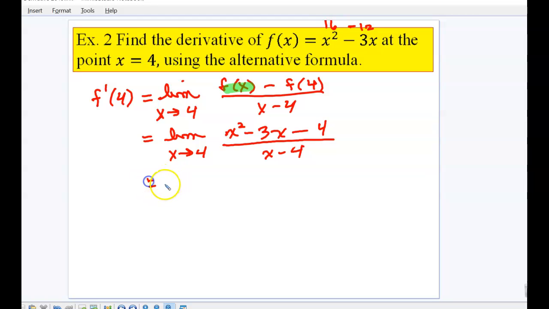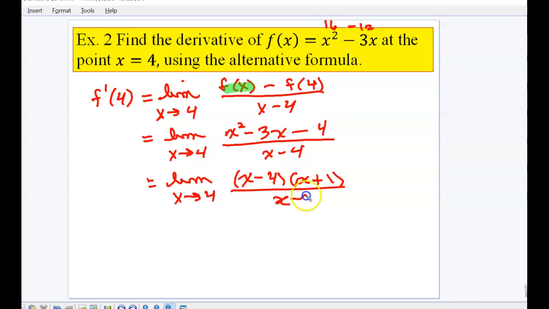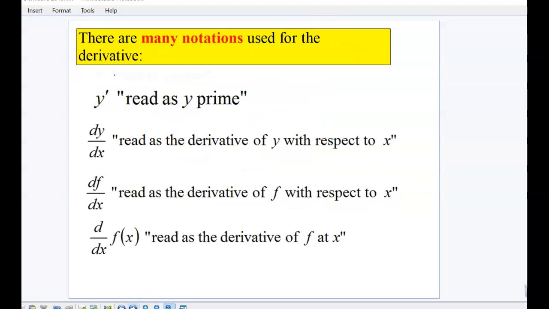And now we're just back to evaluating limits from last chapter. The numerator factors into x minus 4 times x plus 1, over x minus 4. Now my x minus 4's cancel. Now I can plug a 4 in for x. So the slope of the tangent line at x equals 4 of the function x squared minus 3x is going to be equal to 5. So again, some people might find this second formula easier to find the derivative at a point.